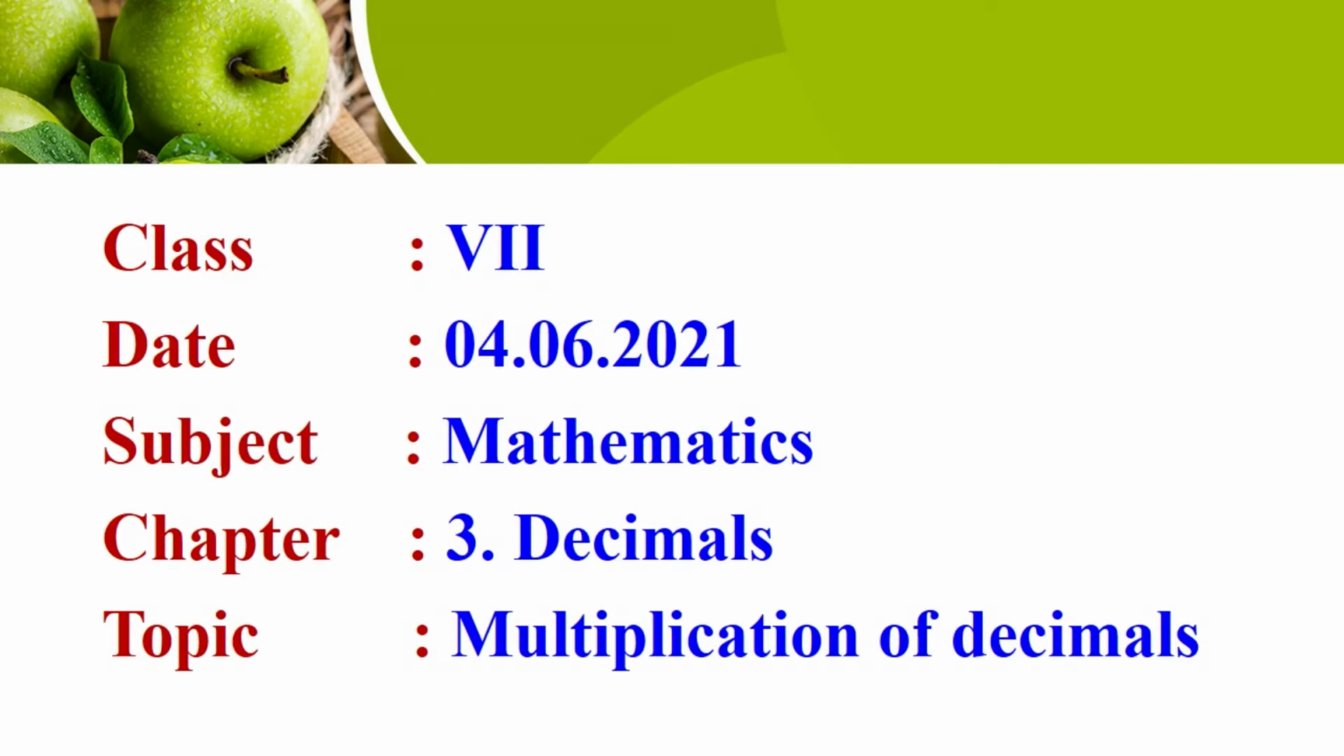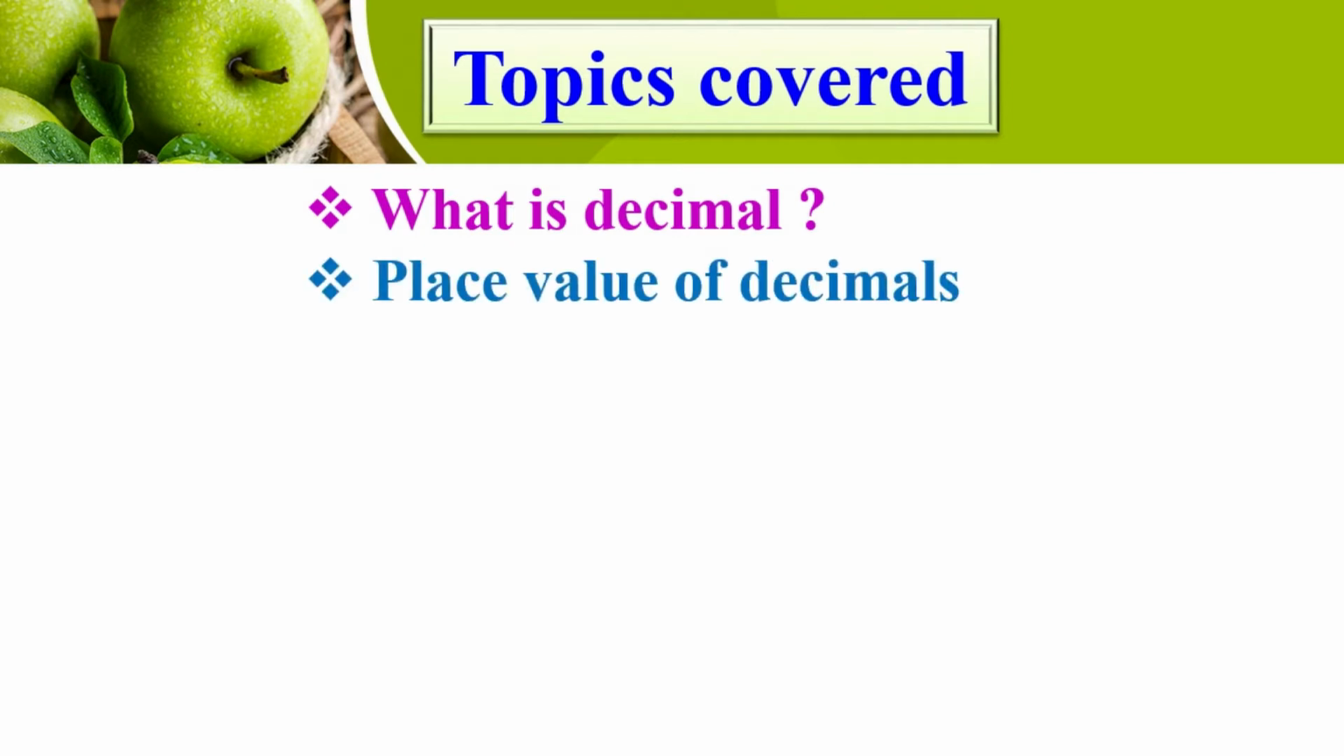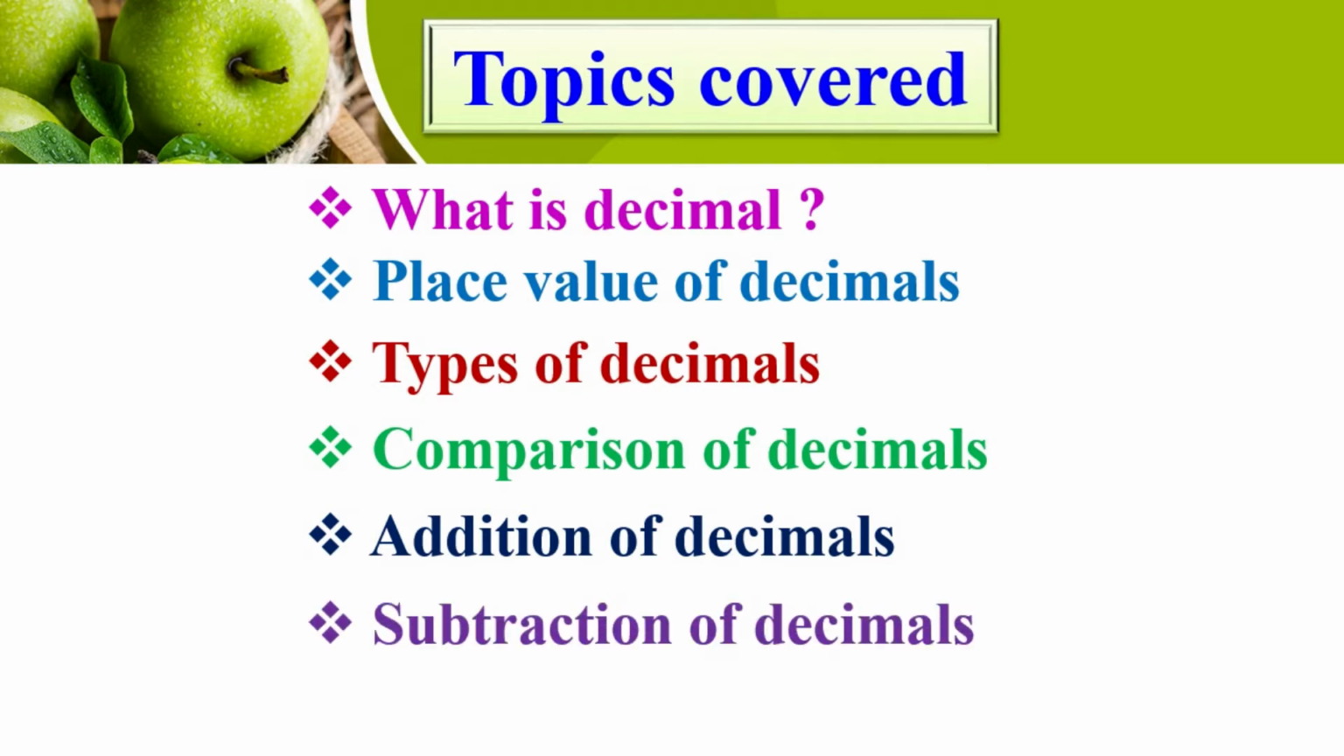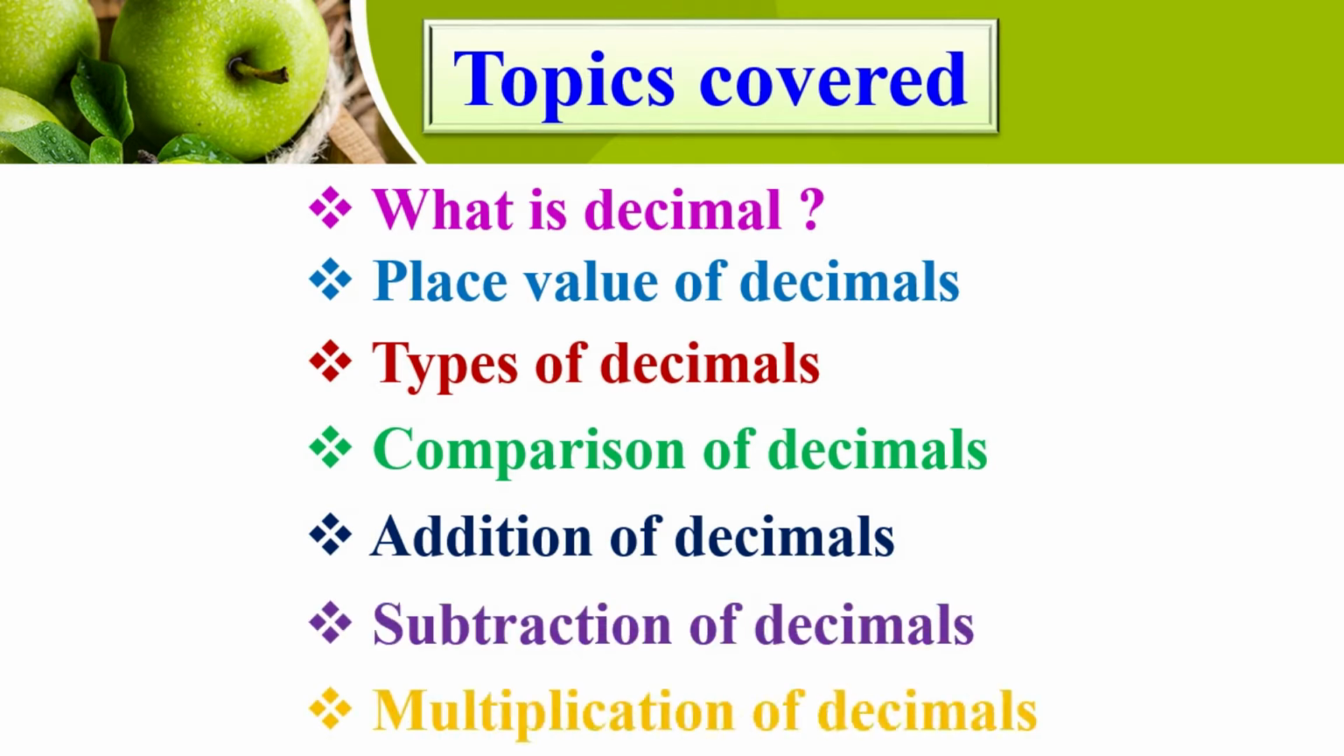This is for class 7, subject mathematics, chapter 3 decimals, topic multiplication of decimals. In this chapter, we are going to cover the topics: what is decimal, place value of decimals, types of decimals, comparison of decimals, addition of decimals, subtraction of decimals, and multiplication of decimals.